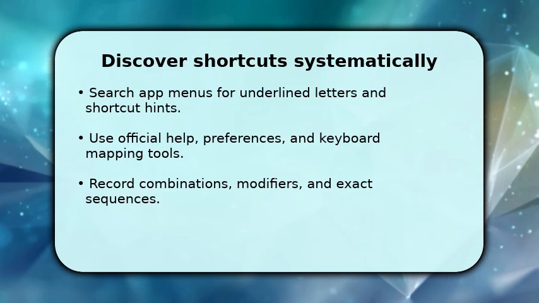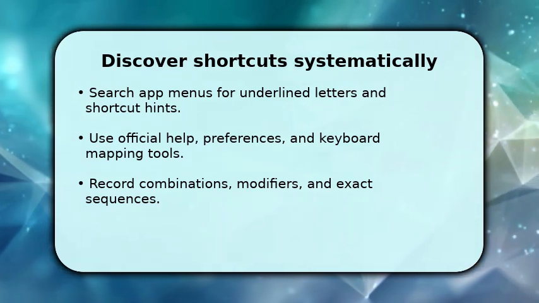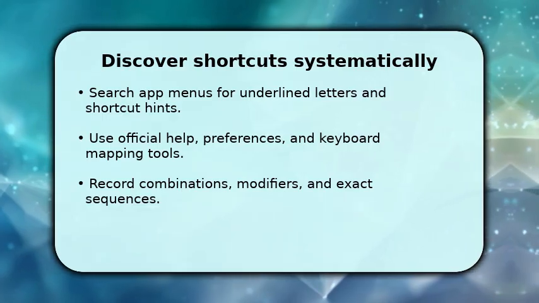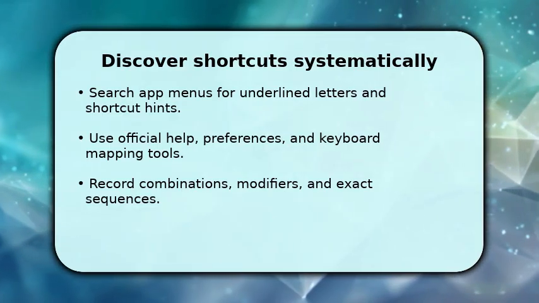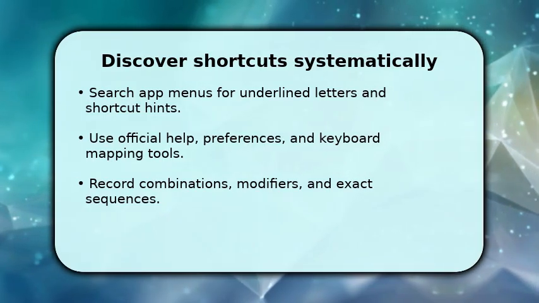You inspect the app menus first because many shortcuts are shown next to commands. That gives immediate answers and explains intent. Then use the app's help, keyboard preferences, or mapping utilities to list customizable bindings. This is where hidden or context-sensitive shortcuts appear.